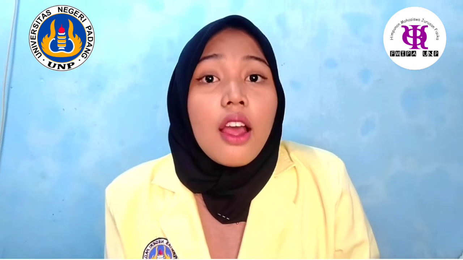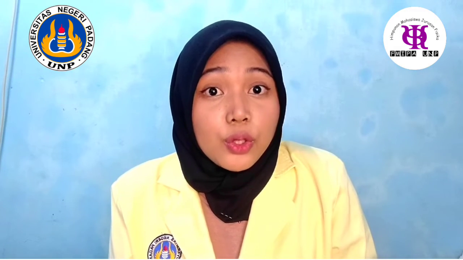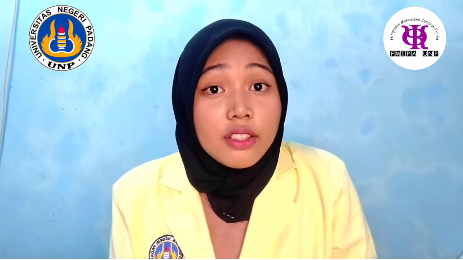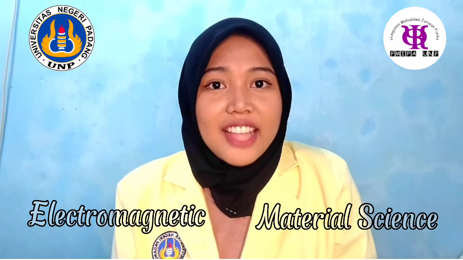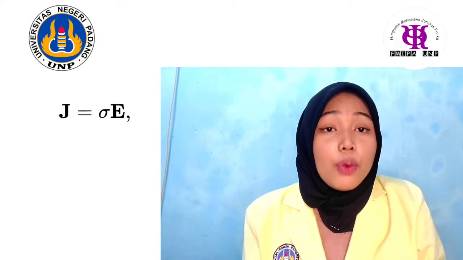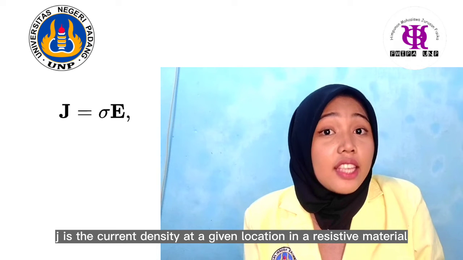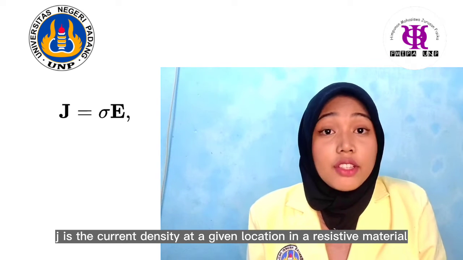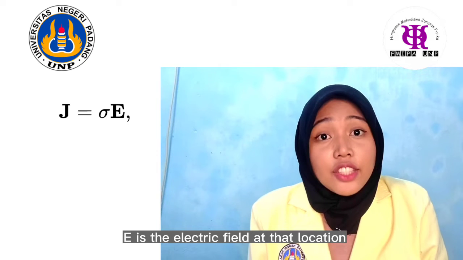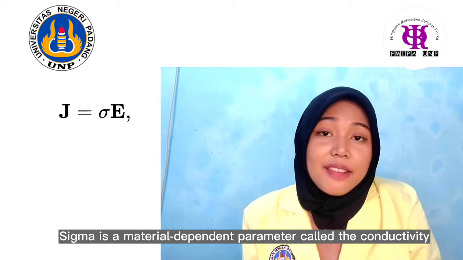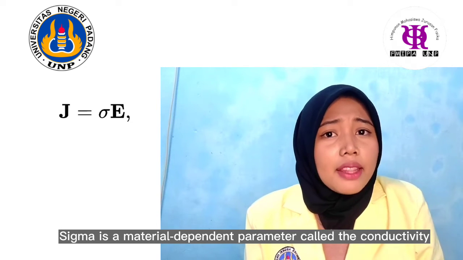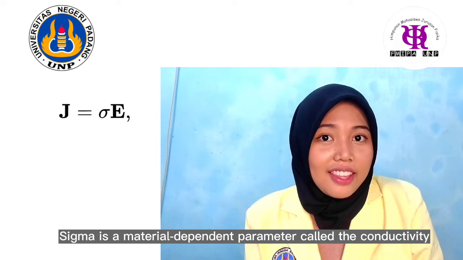In physics, the term Ohm's law is also used to refer to various generalizations of the law. For example, the vector form of the law used in electromagnetics and material science, where J is the current density at a given location in the resistive material, E is the electric field at that location, and sigma is the material-dependent parameter called conductivity. This reformulation of Ohm's law is due to Gustav Kirchhoff.